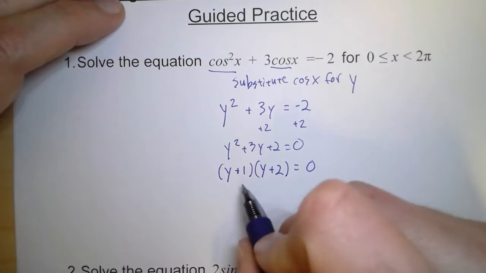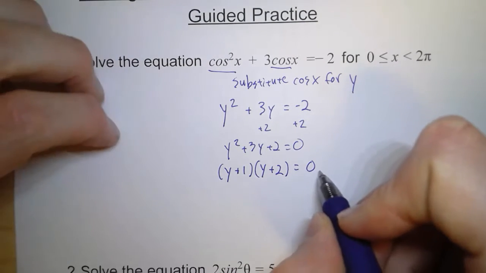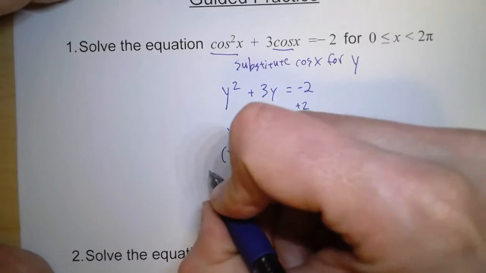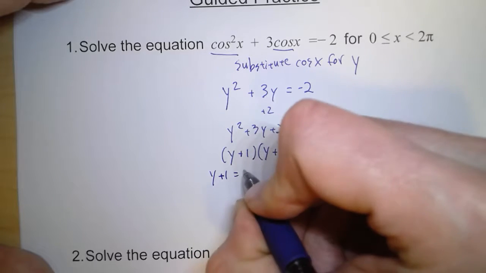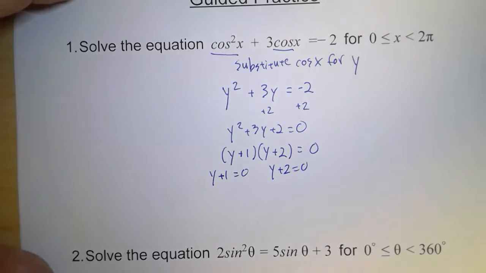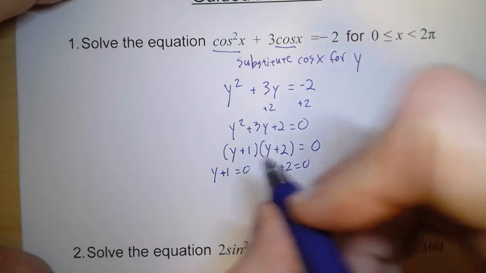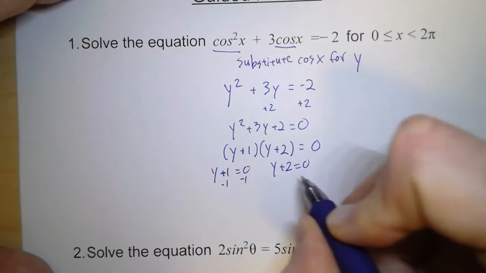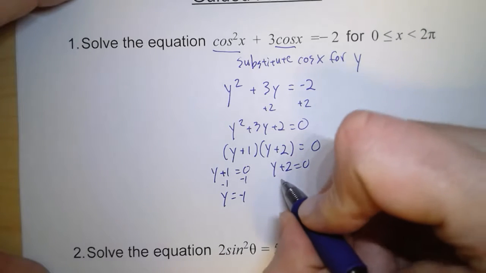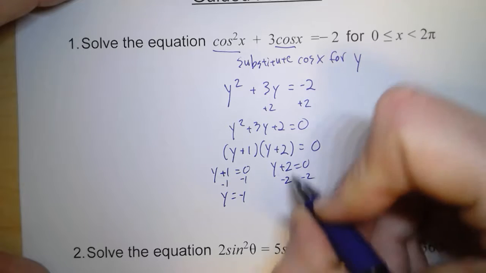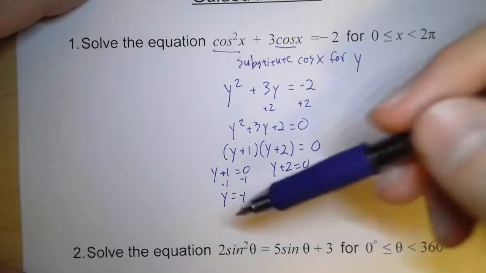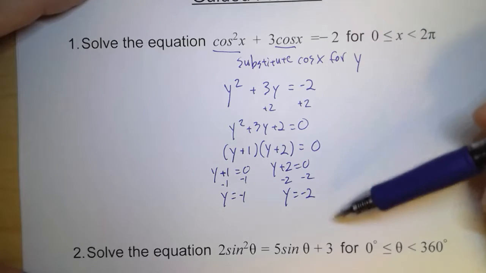Now when we have two quantities that multiply to 0, that means that either one or both are equal to 0. So that means y plus 1, this quantity, equals 0, or y plus 2, this quantity, equals 0. So now we can solve this equation, first this one by subtracting 1, so y equals negative 1. Over here, we can solve this equation by subtracting 2, so y equals negative 2. So what we've done is we've solved this quadratic.